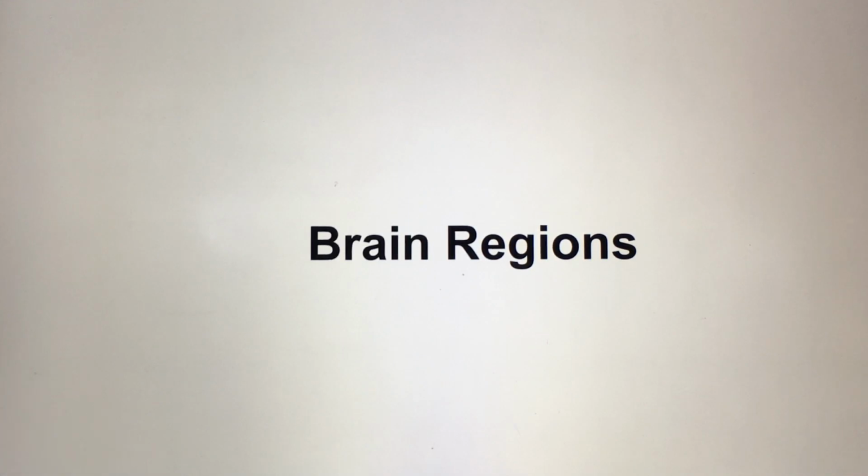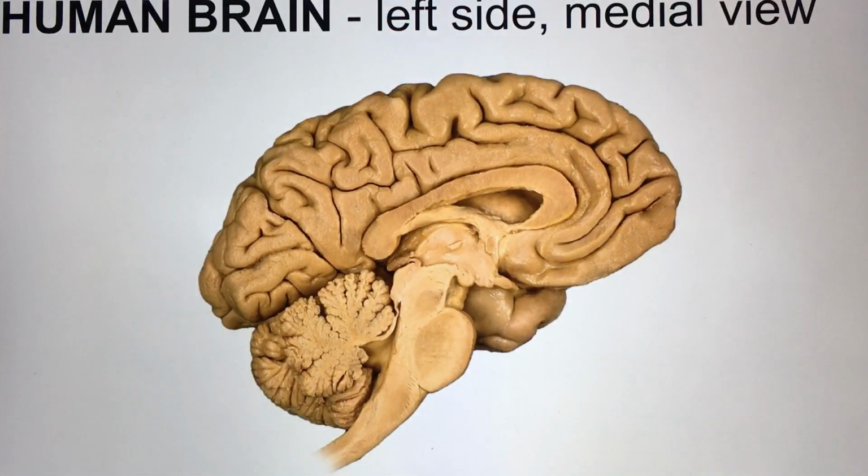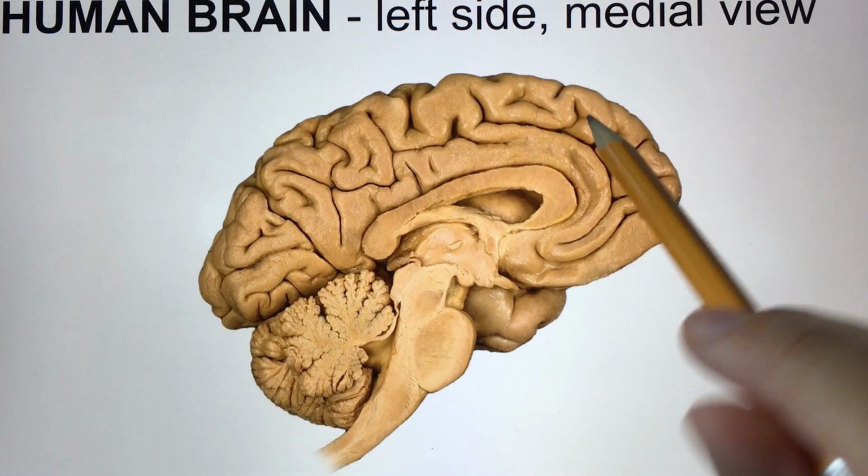Brain regions. So the brain itself is made from several regions. First of all, it's got two sides. It's got left and right side. We're looking at the left side medial view of the brain. Medial view means it's from the inside. So this is the midline of the brain.